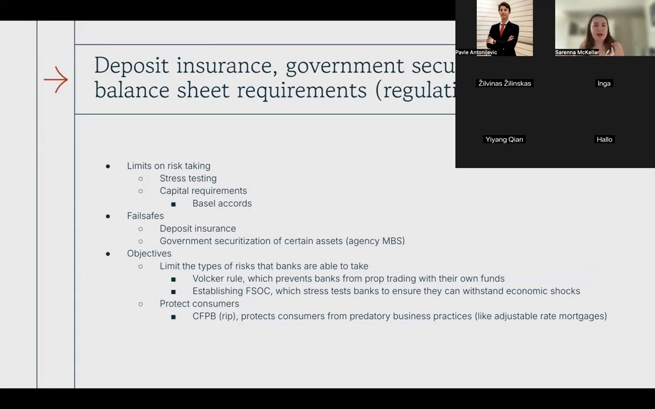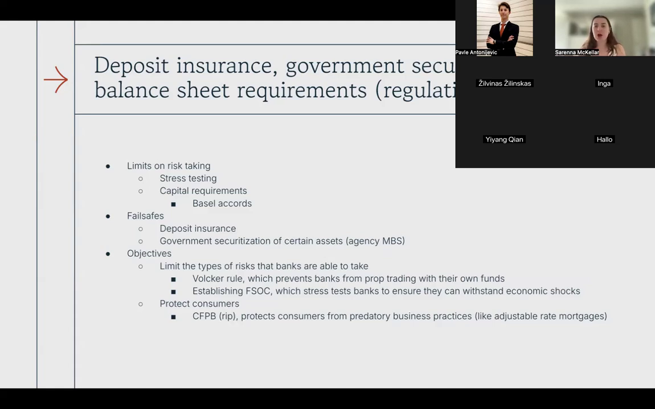So, in terms of other measures that exist, there's things like deposit insurance, government securitization, and balance sheet requirements. The first is that, especially since 2008, there have been massive increases in the limits on risk taking that have been imposed on banks that do mostly commercial banking.